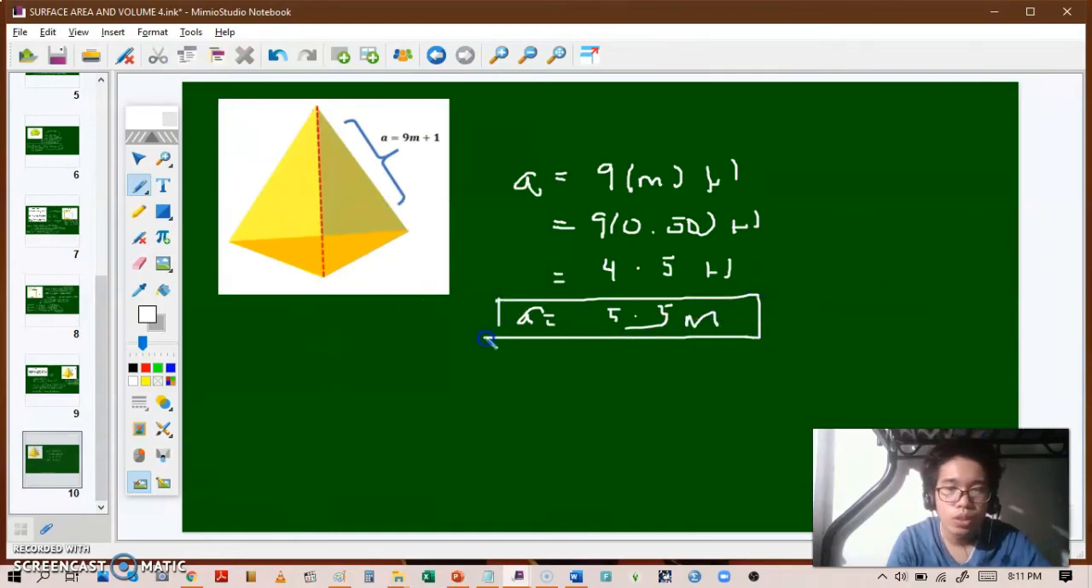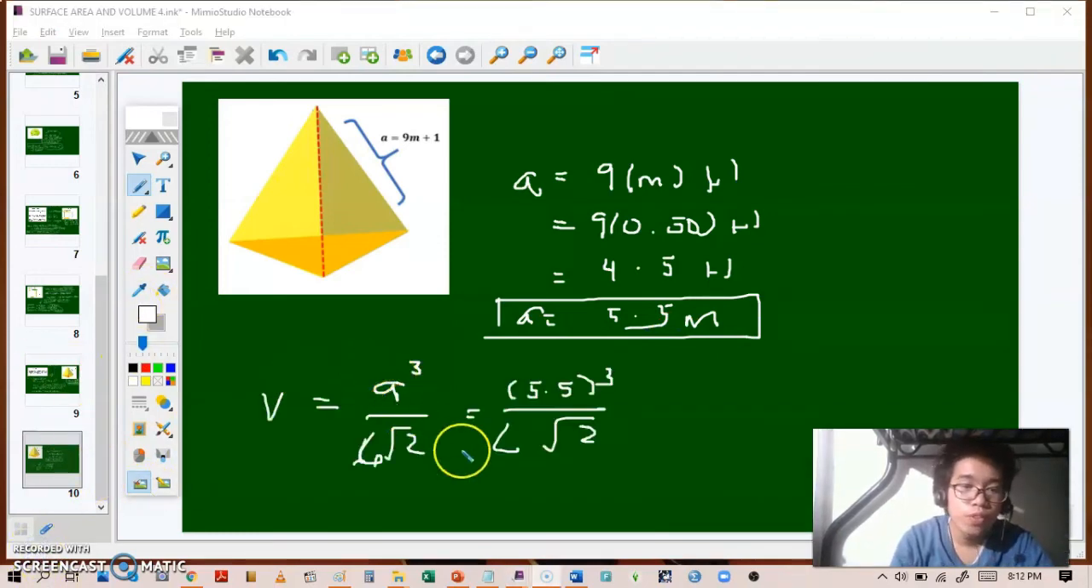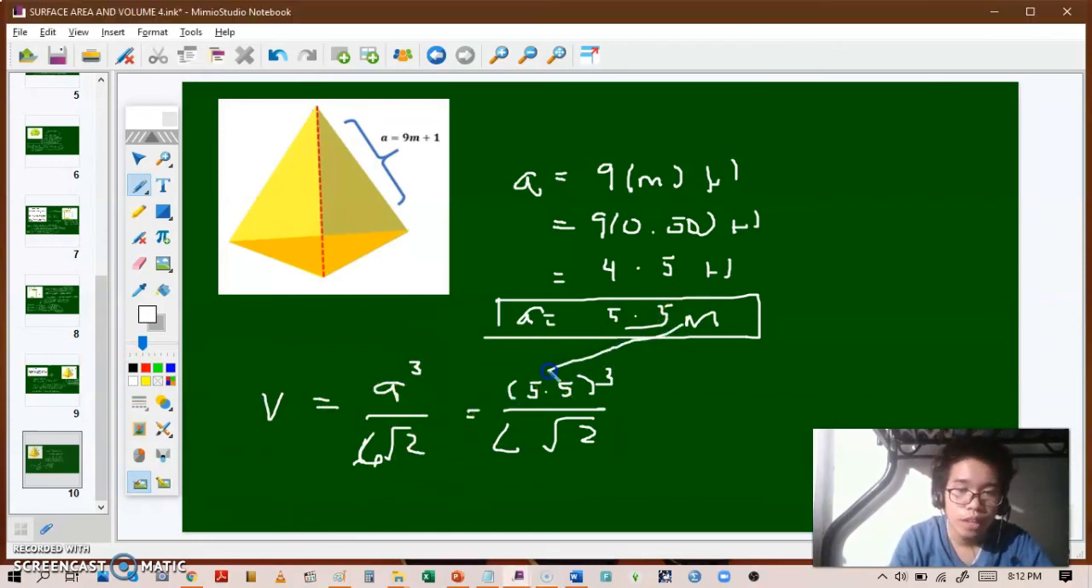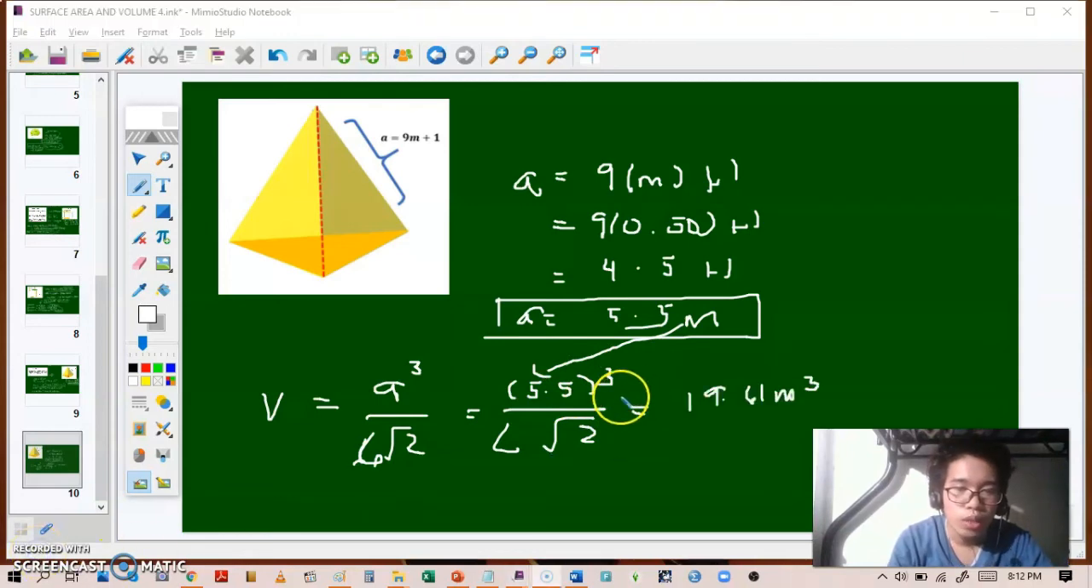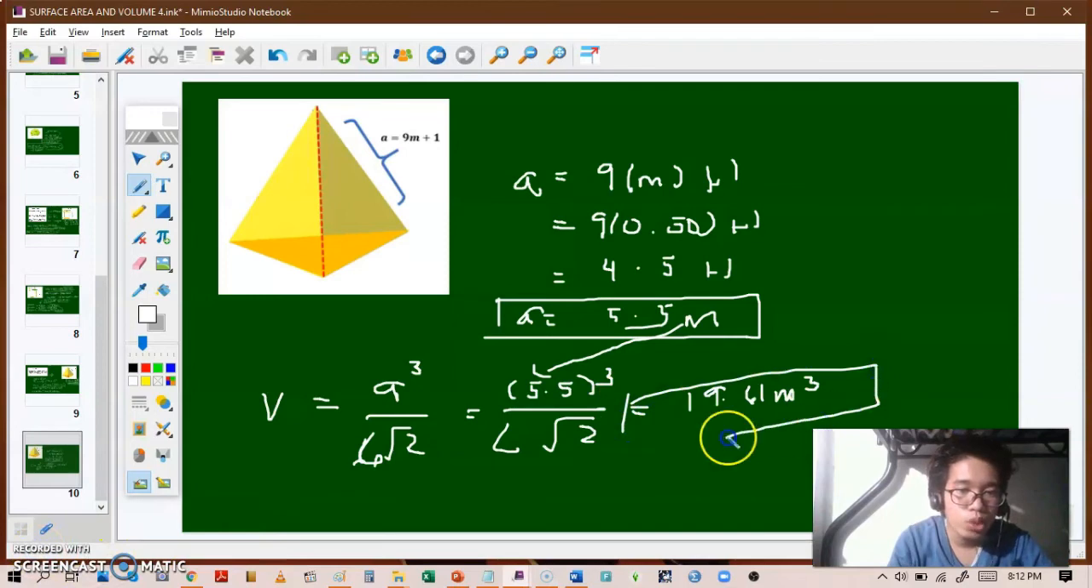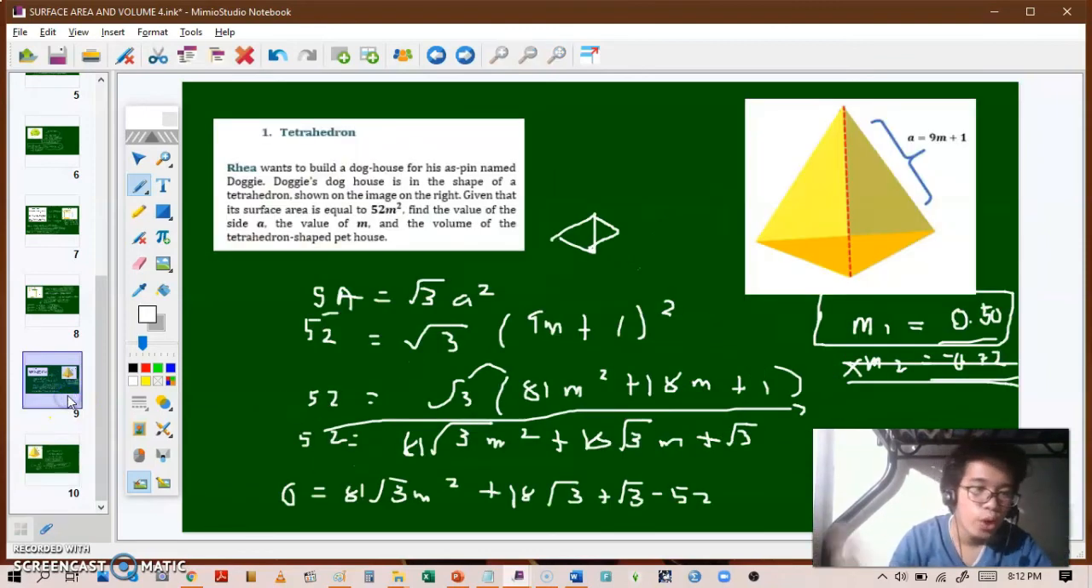And now we want to know the volume of the tetrahedron. For finding the volume of a tetrahedron, we have the formula a cubed all over 6 times the square root of 2. And if we substitute 5.5 for a, we get 5.5 cubed all over 6 square root of 2, and the volume will be equal to 19.61 cubic meters. So this is the volume of the tetrahedron shaped pet house or dog house for doggy, the asong Pinoy.